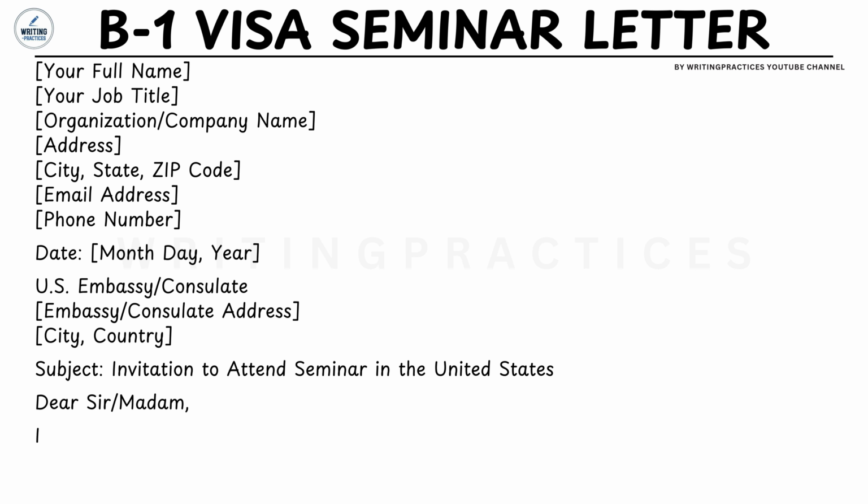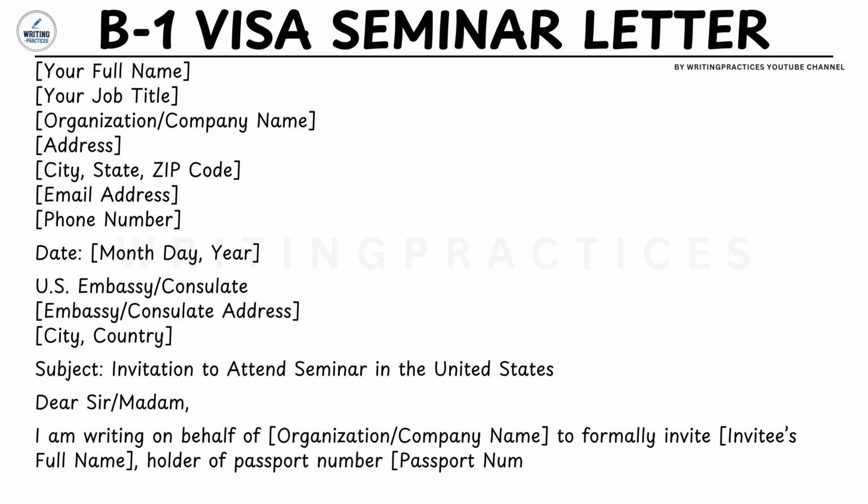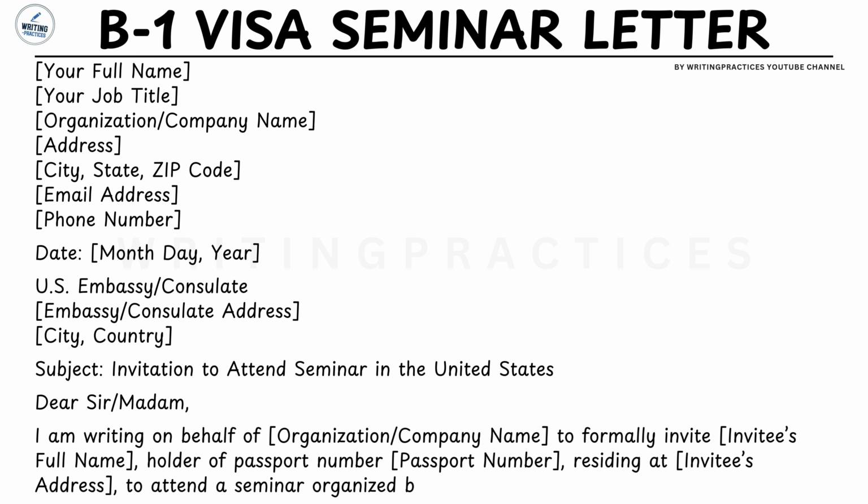Opening paragraph, extending the invitation. The opening paragraph introduces the invitation. You need to clearly state who is being invited, their passport details, and their residence. For example, I am writing on behalf of organization or company name to formally invite invitee's full name, holder of passport number, residing at invitee's address, to attend a seminar organized by our institution in the United States. This information is vital because it establishes who the invitee is and why they're being invited. Including passport details and address ensures accuracy and helps prevent any confusion during the visa application process.